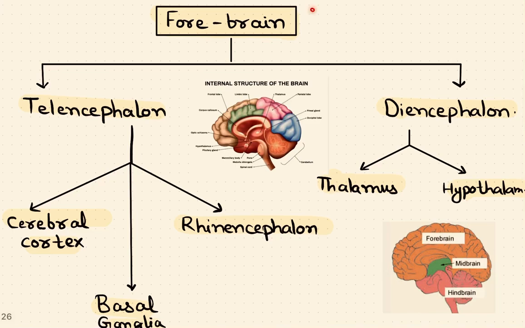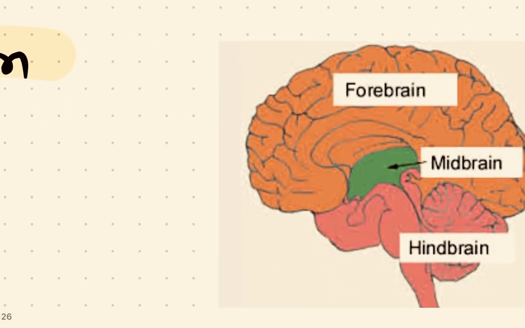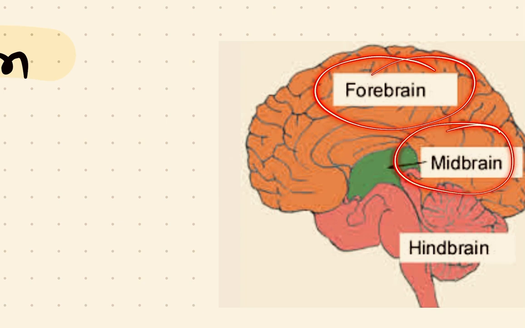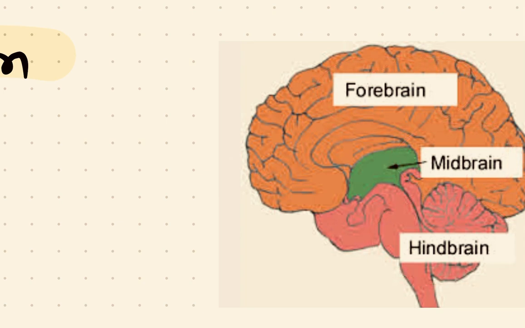Here we are going to study the anatomy of forebrain in animals. So, forebrain, what is this forebrain? If we see the brain, generally we find three structures which are formed by the three primary vesicles. Prosencephalon is the forebrain, which consists of this structure. Then we have midbrain or mesencephalon, and finally the hindbrain.